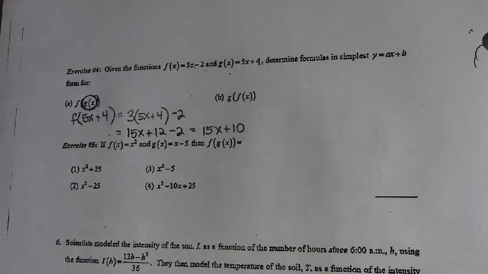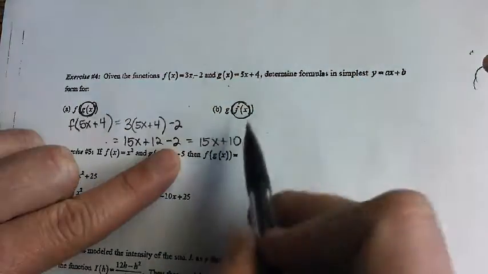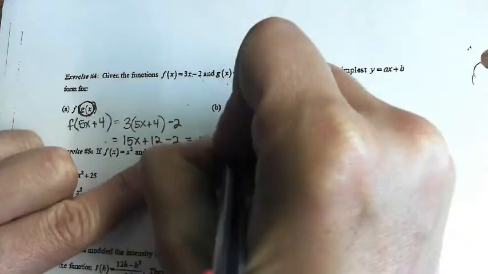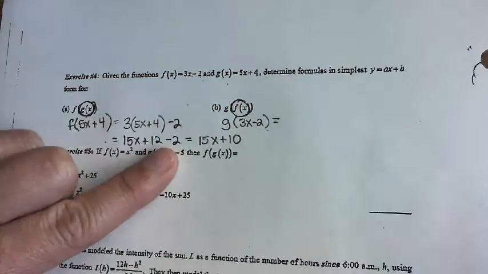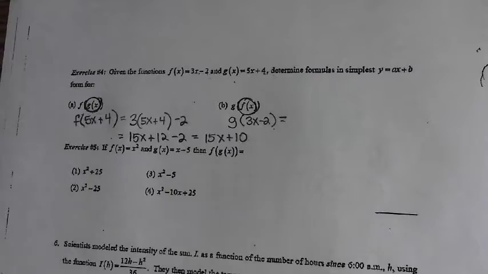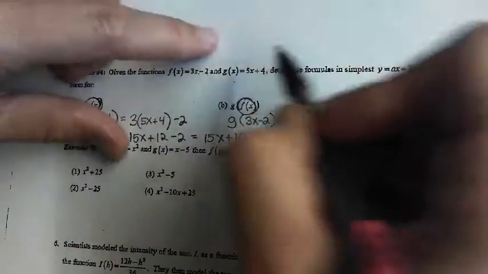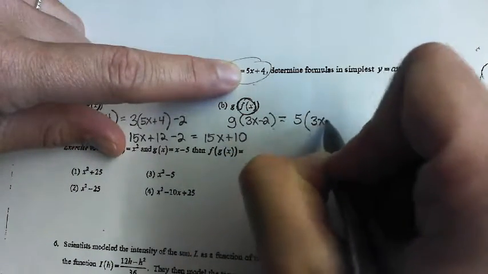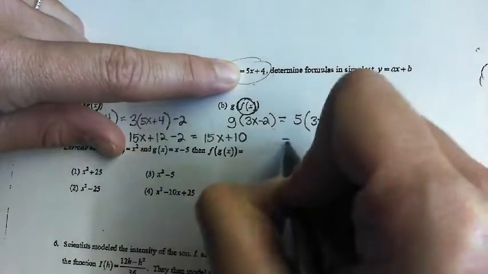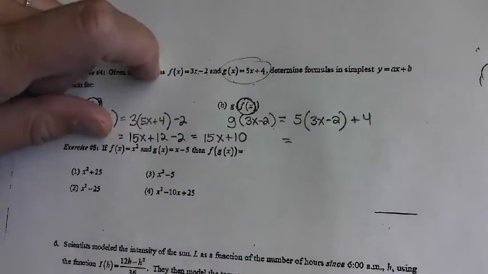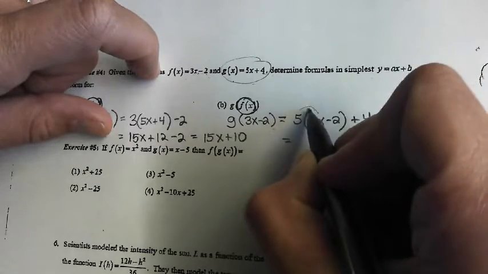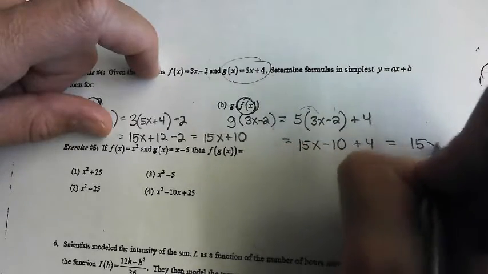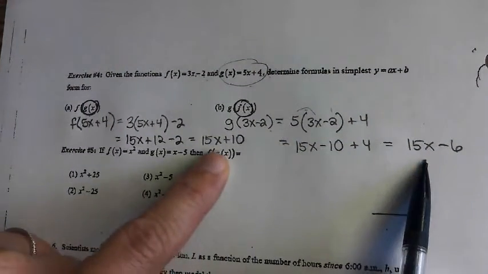So if we do g of f of x, we need to take f of x first, and f of x is 3x minus 2. So we need to do g of 3x minus 2. So that means take 3x minus 2 and plug it into the g equation here. So that will be 5, and then I'm plugging in 3x minus 2 plus 4. And then when I distribute that, I'm going to get 15x minus 10 plus 4, which leaves me with 15x minus 6. So they're not the same.